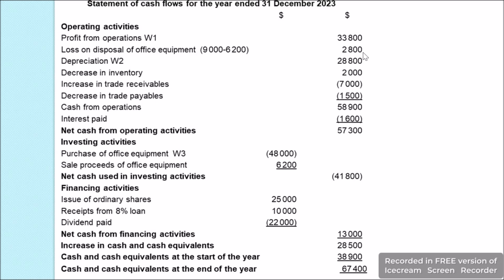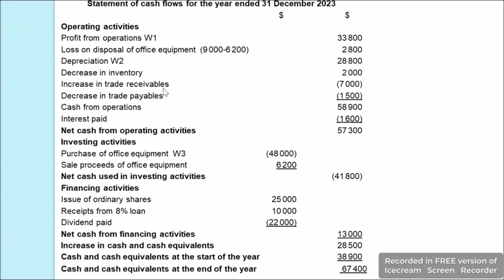Hence, we are going to add it back in our operating activities. Furthermore, when we have calculated the depreciation in the second working notes, I have mentioned again that depreciation does not lead to any inflow or outflow of cash. Hence, we are going to add this back as well. That is $28,800 will be added. Next, we have decrease in inventory, which means that we were able to sell more goods, and because of this there was decrease in inventory which led to a cash inflow, and the value was $2,000. Hence this will be added.